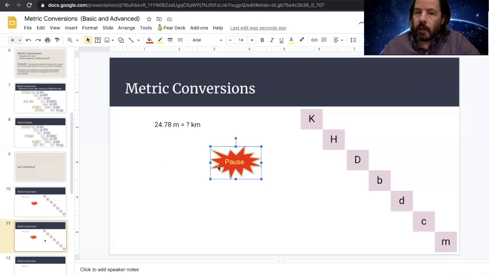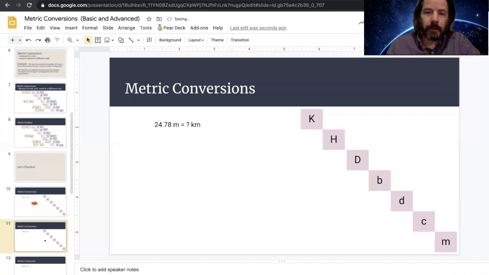Here's another one. I didn't change the number, but you're going to go a different direction. So go ahead and try this on your own. Pause it. All right, welcome back. Let's take a look.